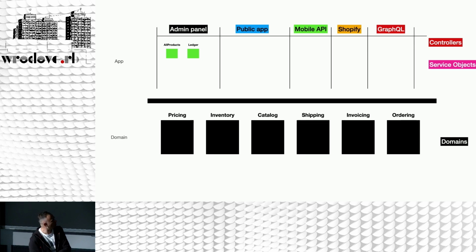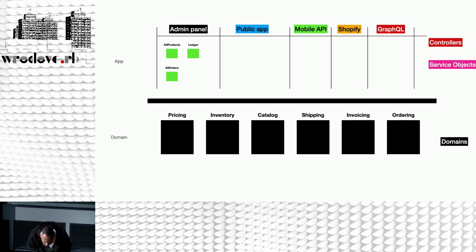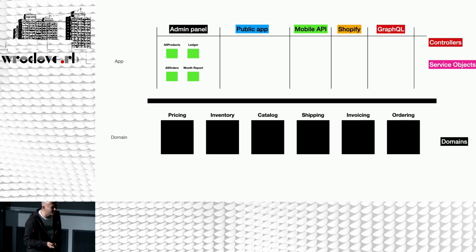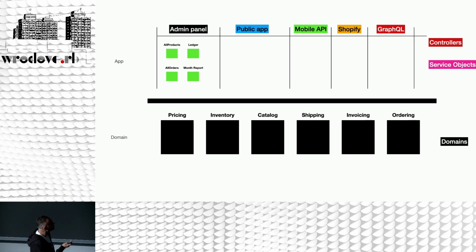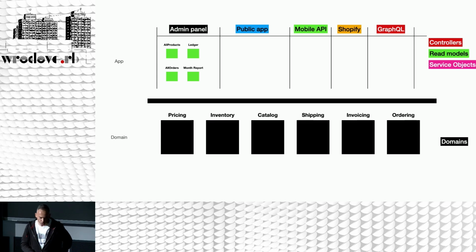We will use a green color to say that there are all products, there is a ledger, all orders, and month reports, so all the financial stuff. Maybe you have more applications for the salespeople, so it's stuff like this. So read models also belong to the application layer.